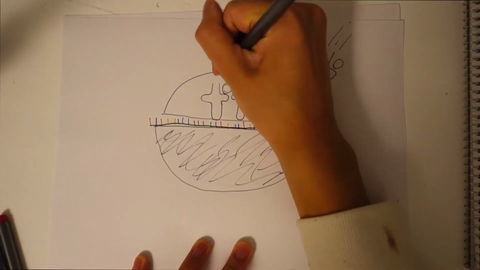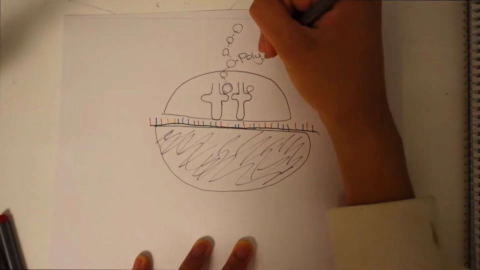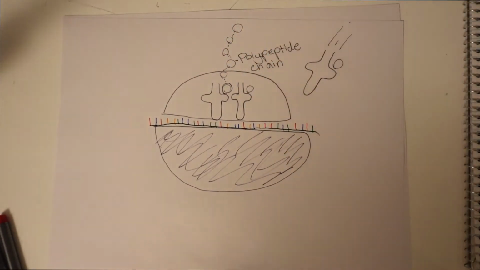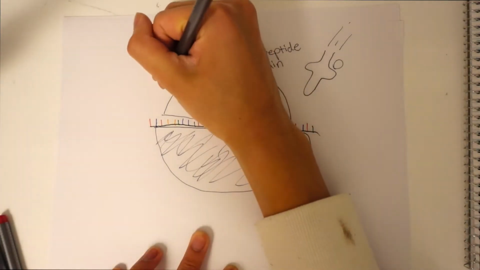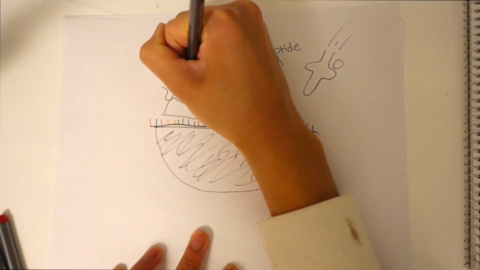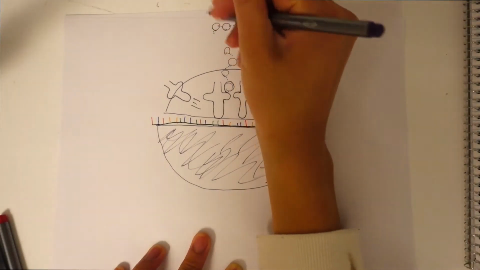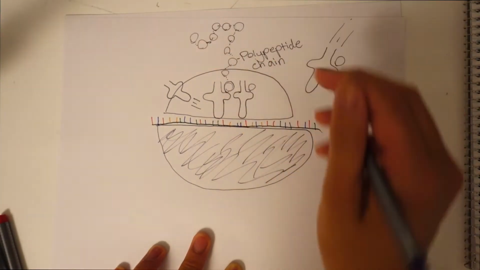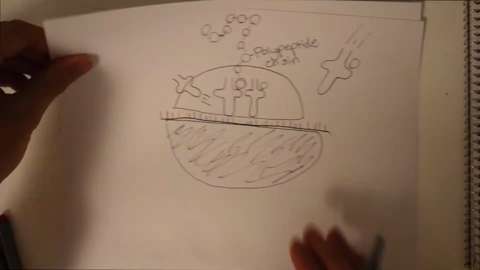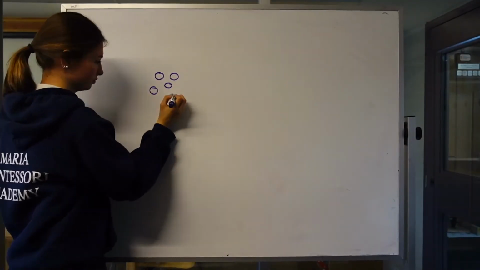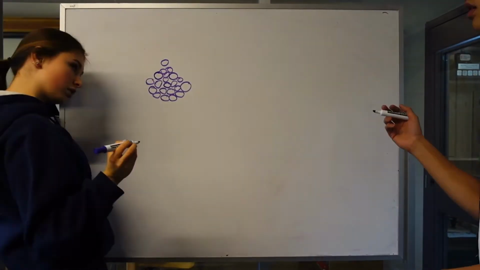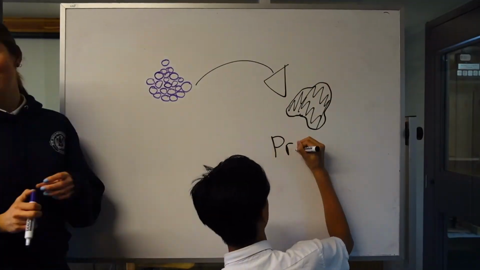Each amino acid is bound in the ribosome, forming a polypeptide chain. The tRNA detaches from the amino acid and is sent back to find more amino acids. This procedure continues until the ribosome reaches a stop codon, where the polypeptide chain is released. The polypeptide chain will fold into the shape of the protein and continue until the protein is completed.